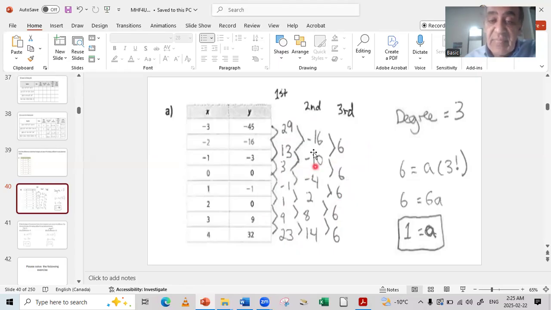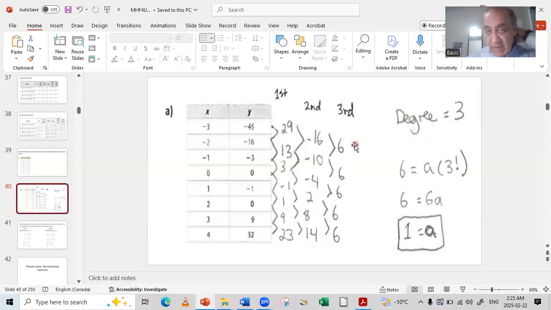Minus 10 minus 16 means minus 10 plus 16, 16 minus 10, that will give me 6. Minus 4 minus 10, minus 4 plus 10, that will give me 6. 2 minus 4, 2 plus 4, that will give me 6. 8 minus 2 gives 6. 14 minus 8 gives 6. Wait a minute. Now all are similar. So we can say now that this function degree is the third, meaning x to the power of 3.